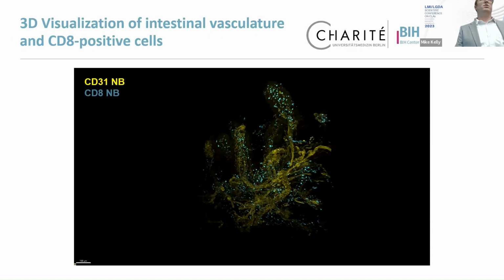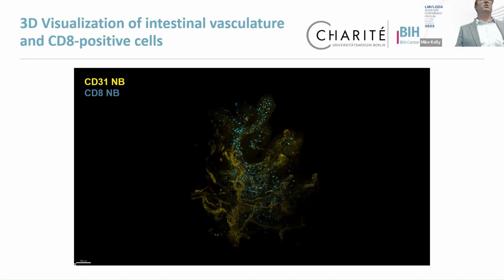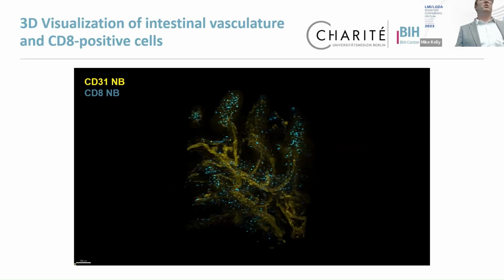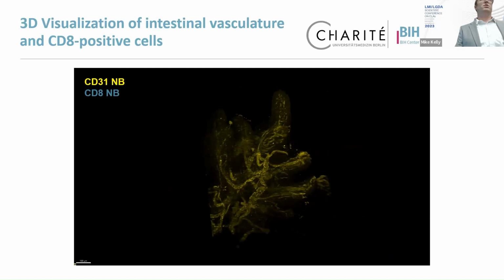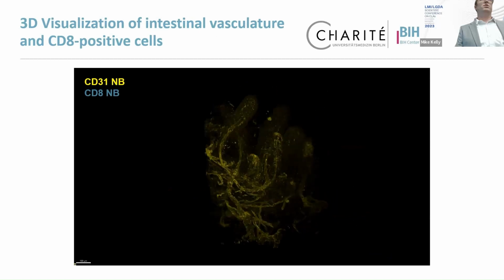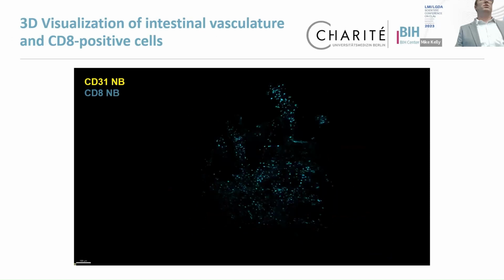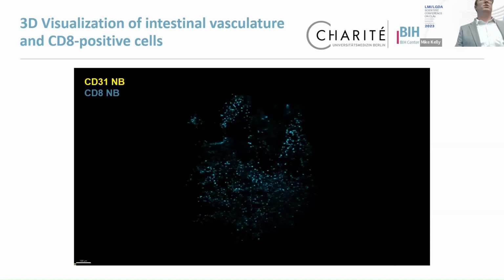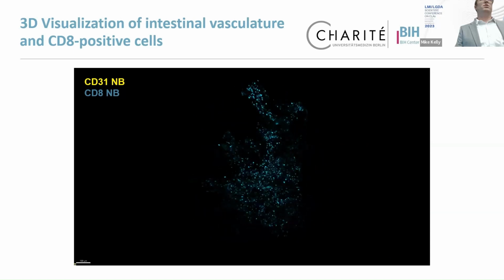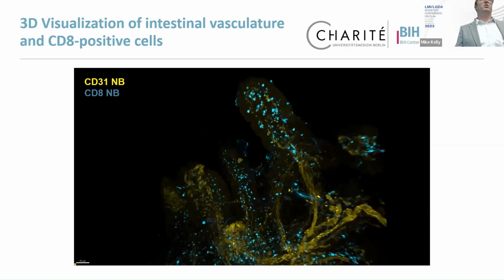Having said this, we can also visualize immune cells. We heard immune cells are important, like macrophages. Here we have visualized, for example, CD31 and CD8 positive immune cells in an intestine sample. In white, we see the CD31 positive vessels, and in blue, the immune cells, and we can nicely understand the tissue microenvironment.